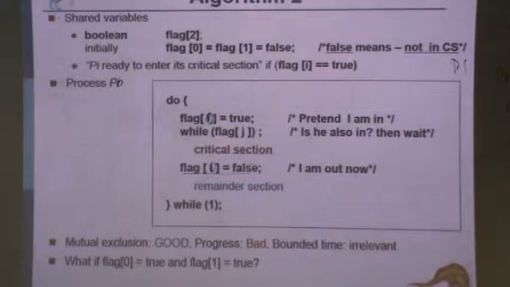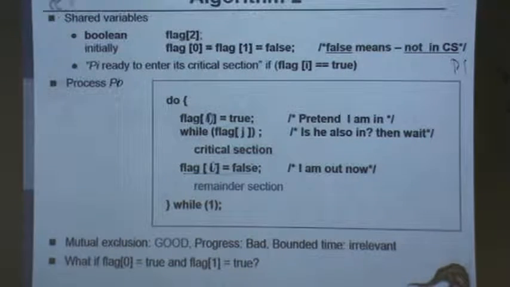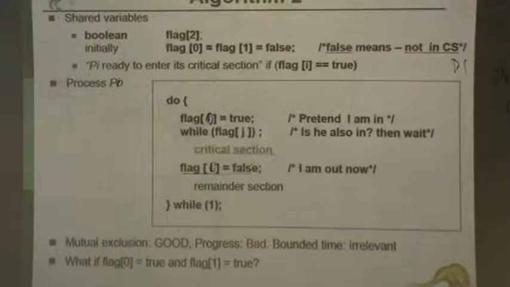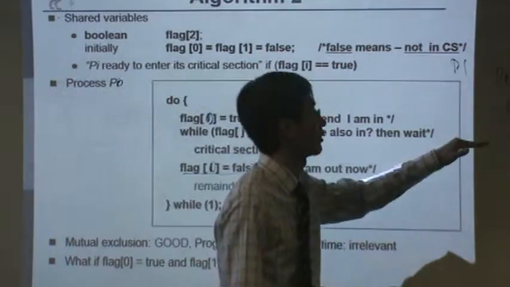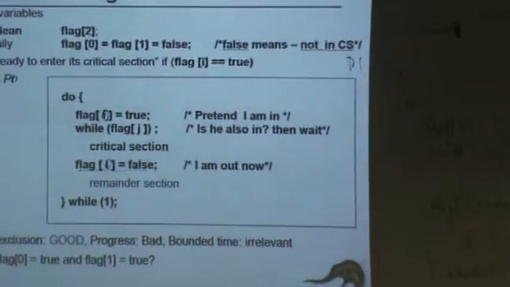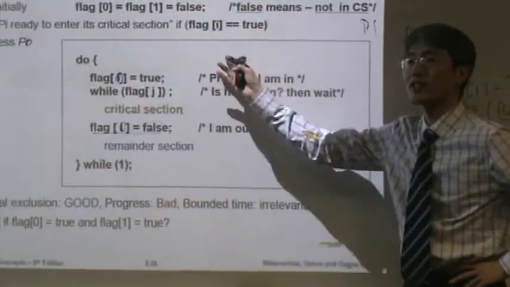But the progress is, even though I set it as I'm not in, okay? I'm not in. So in case of two processes, it's okay. What about three processes? Let's consider this one. Flag 0 and flag 1, both of them are true. Sometimes this one would like to enter, and this one would like to enter. So who can enter?